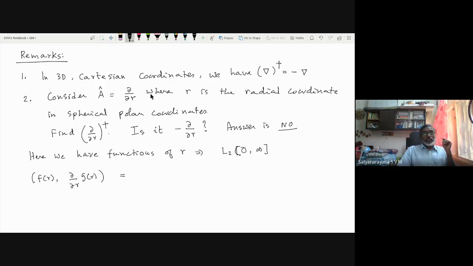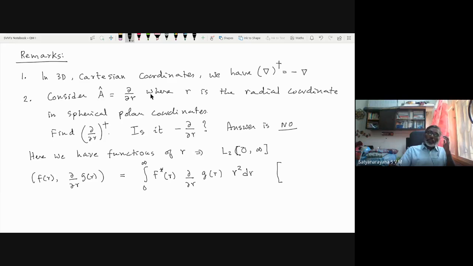So when I write down this inner product, I have to write it like this: integral 0 to infinity f star of r into dou by dou r into g of r. Now here is the important thing that we have to keep in mind. I cannot write simply dr because the radial integral measure is not dr but r square dr.